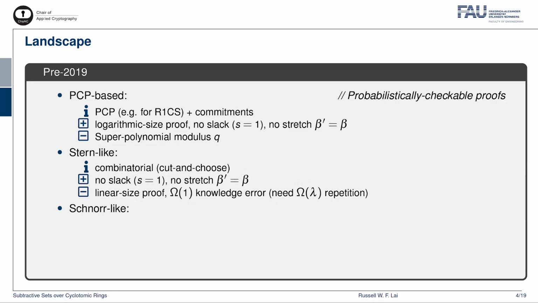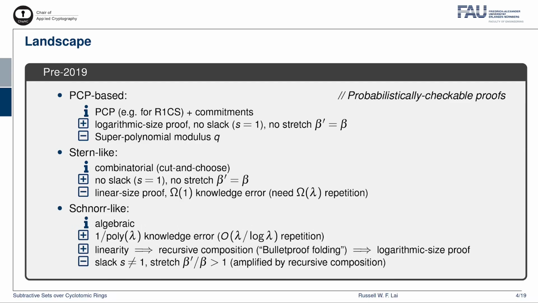These are combinatorial systems based on the classic cut-and-choose technique. Like the PCP-based proof systems, these Stern-like systems can prove the SIS relation without any slack and stretch. However, due to the combinatorial nature, they often require linear-sized proofs and can only achieve constant knowledge error, which means that the argument needs to be repeated lambda times, where lambda is the security parameter, to achieve negligible knowledge error.